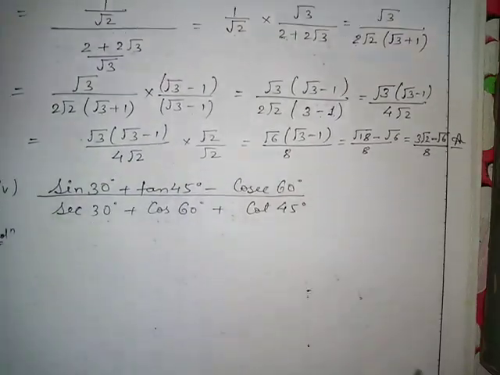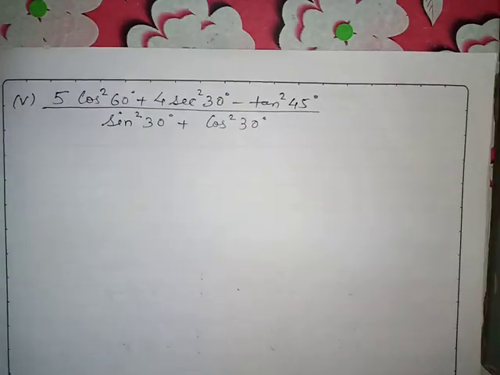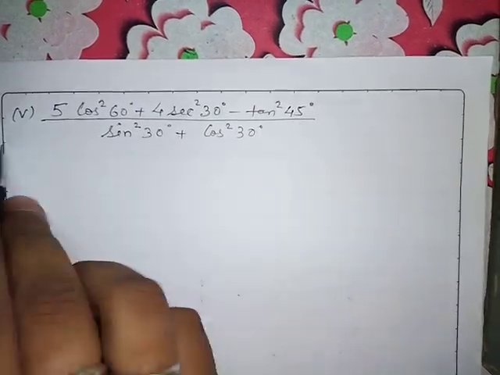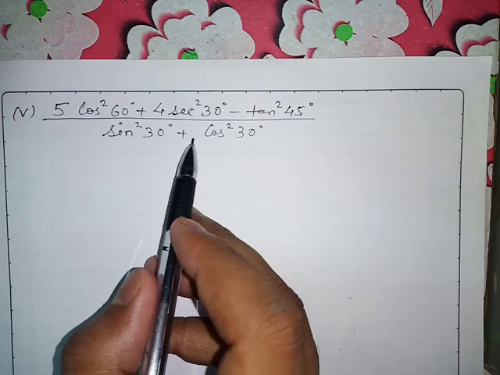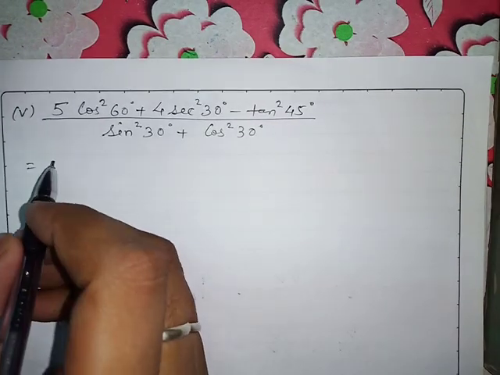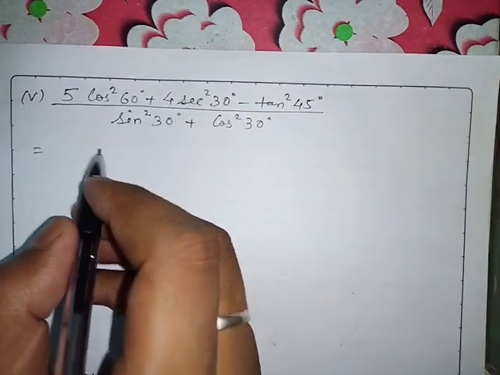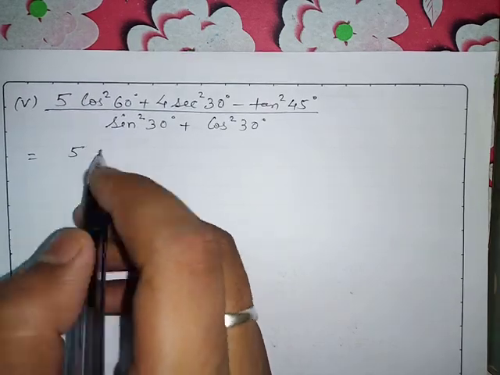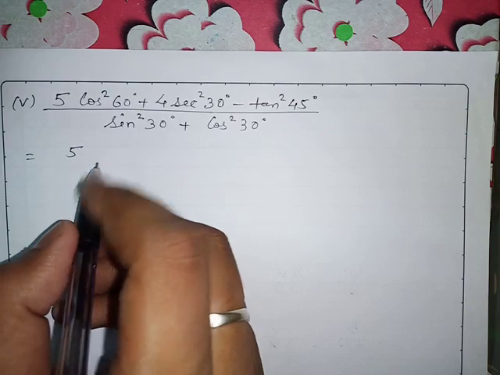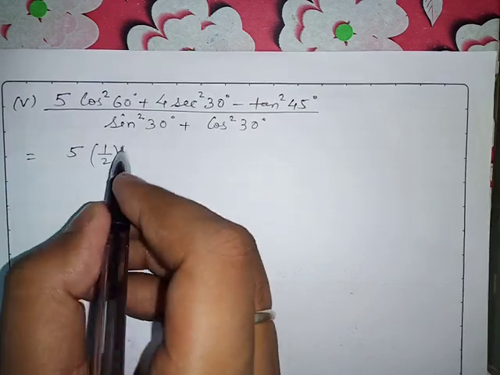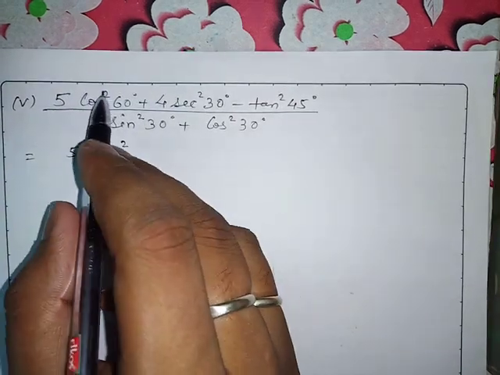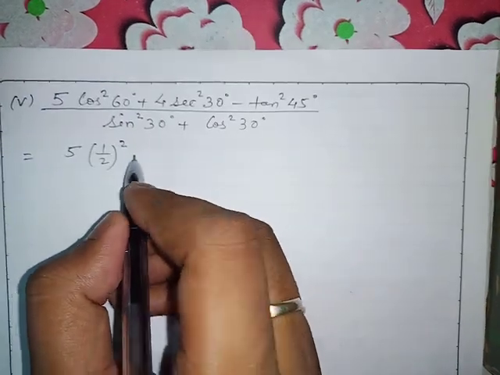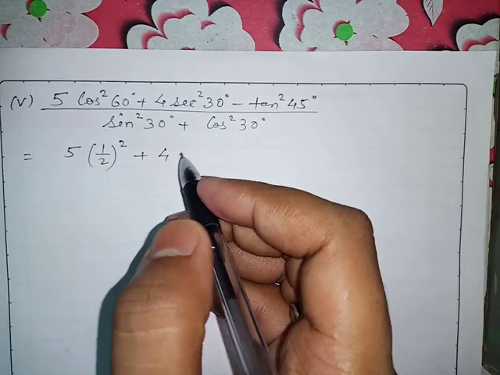Now moving towards cos square 60 degree plus 4 sec square 30 degree minus tan square 45 degree by sin square 30 degree plus cos square 30 degree. Now applying the values. So this is 5 cos 60 degree. So cos 60 degree is 1 by 2. So you will do the square here because cos square is here. Plus 4 sec square 30 degree.